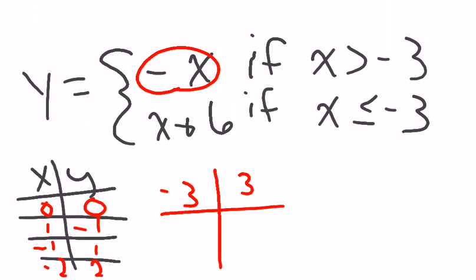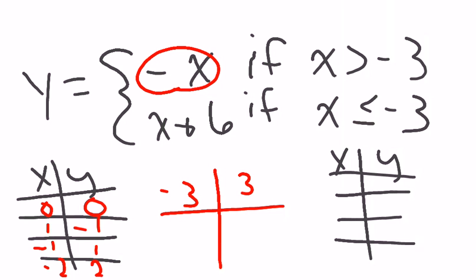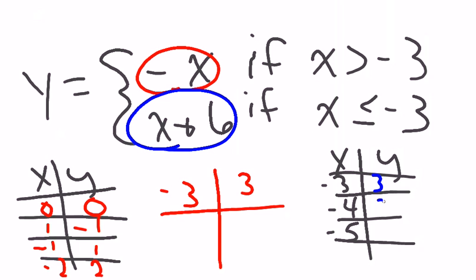Now looking at another xy chart, only this time we want to pick numbers that are negative 3 or smaller and plug them into this one. So if I plug in negative 3, plus 6 gives me a positive 3. If I plug in negative 4, plus 6 is 2. Negative 5 plus 6 is 1. So now I want to plot these on the same graph.